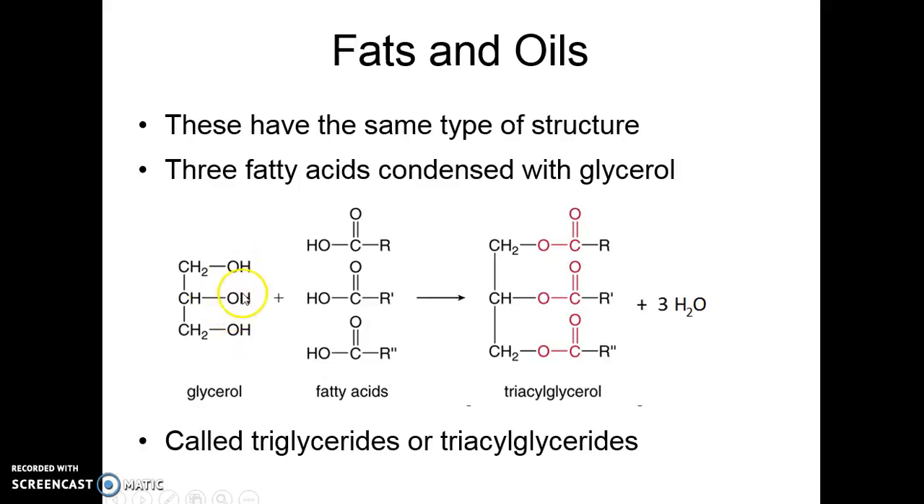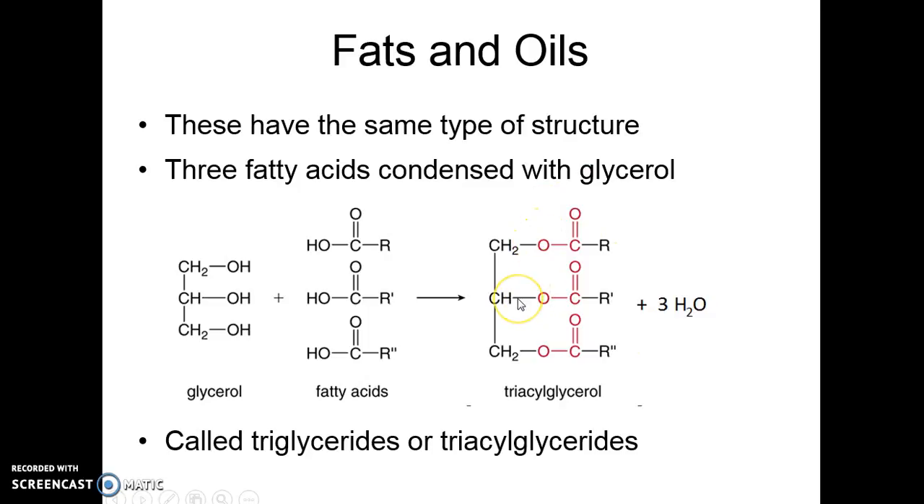Notice there's 3 hydroxyl groups, so 3 fatty acids can be attached. When we get that, it's called a triacylglycerol or a triacylglyceride, or sometimes just a triglyceride. All fats and oils are triglycerides, and they have this structure.